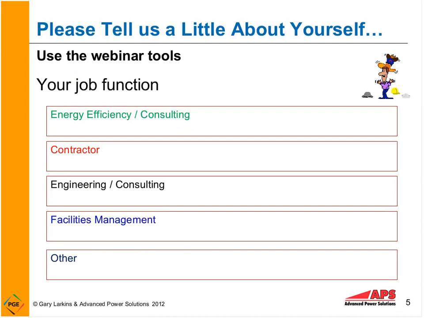So please use the tools to tell us a little bit about your job function here. In the upper left-hand corner, you'll see there's a pointer tool. If you could use the pointer tool and then just click on the rectangle here. So I will use that to show us a little bit about what your job function is here. Okay, I see we have some folks in energy efficiency and consulting. We have engineering and consulting, some folks in facilities management, and other categories as well. Thank you for that feedback.